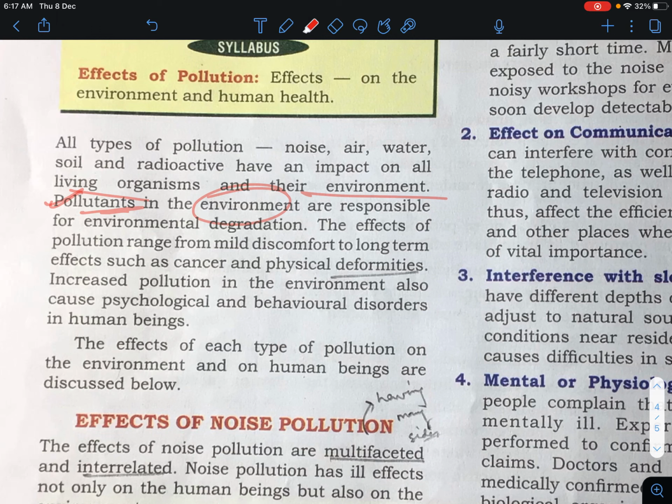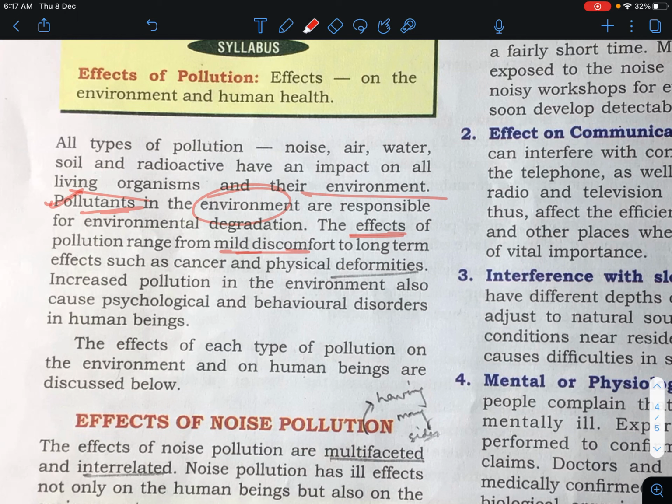The effects of pollution range from mild discomfort to long-term effects such as cancer and physical deformities. Means what are we talking about? We are talking about the effects. So they can be mild as well as long-term. The first example is cancer and the second one is physical deformities.